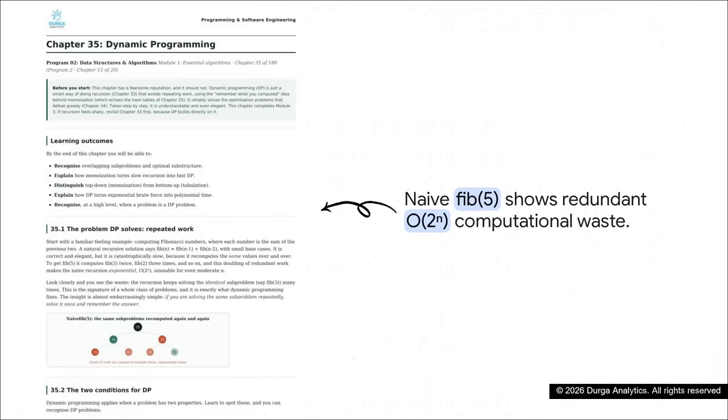The exact same subproblems, like calculating fib of 3 and fib of 2, are blindly recomputed again and again. To get fib of 5, your CPU is forced to compute fib of 3 twice and fib of 2 3 times. When you're writing production software, this doubling of redundant work makes naive recursion completely unusable for even moderate inputs. It's quite literally burning CPU cycles and destroying your application's performance. The insight to fix this is, well, almost embarrassingly simple. If you're solving the exact same subproblem repeatedly, just solve it once and remember the answer.